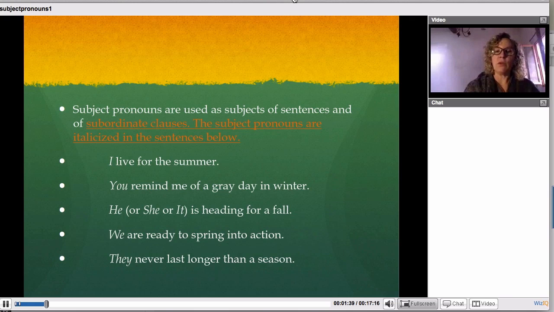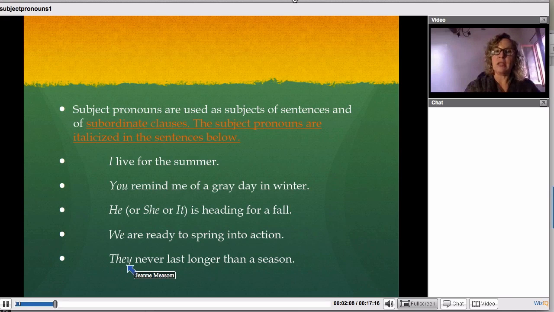The next one, "We are ready to spring into action." We is the subject of the sentence. We could be more than one person. We could be 2 people, 3 people, 4 people, but it's certainly not one. It is plural. All the others here are singular. So we is plural.